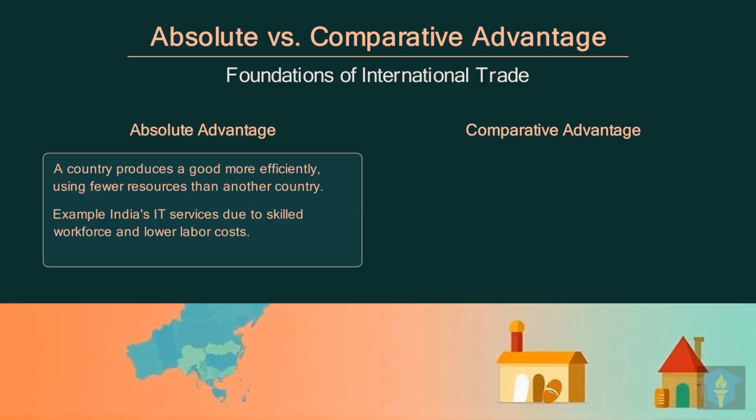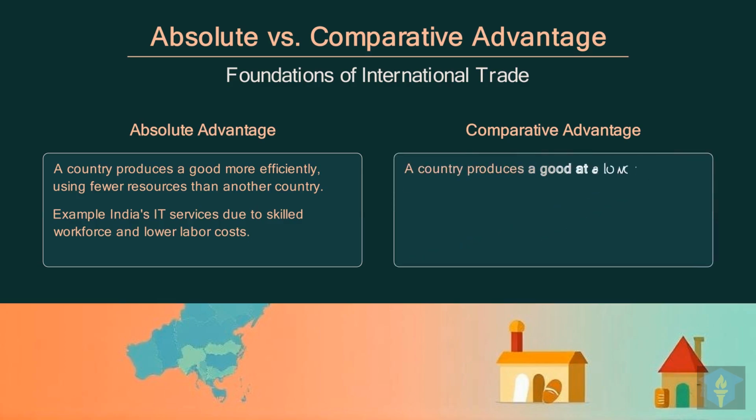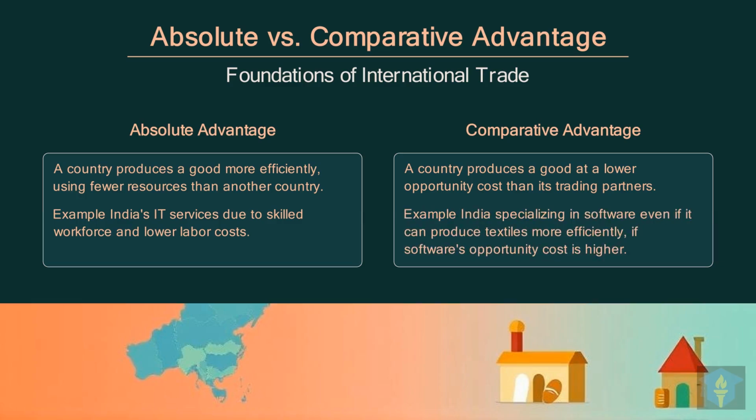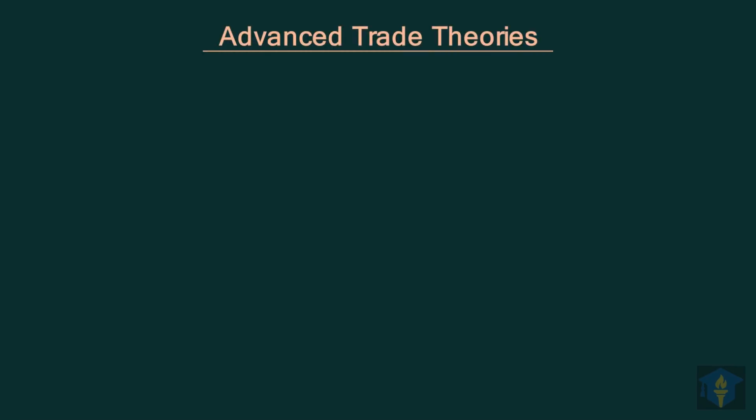Next, we delve into comparative advantage, a more nuanced and powerful concept for explaining trade patterns. This occurs when a country produces a good at a lower opportunity cost, meaning it gives up less to produce it. For instance, India might specialize in software, even if it could produce textiles more efficiently, if software's opportunity cost is lower. Now, let's move beyond the basics to explore some advanced trade theories that explain modern global commerce.